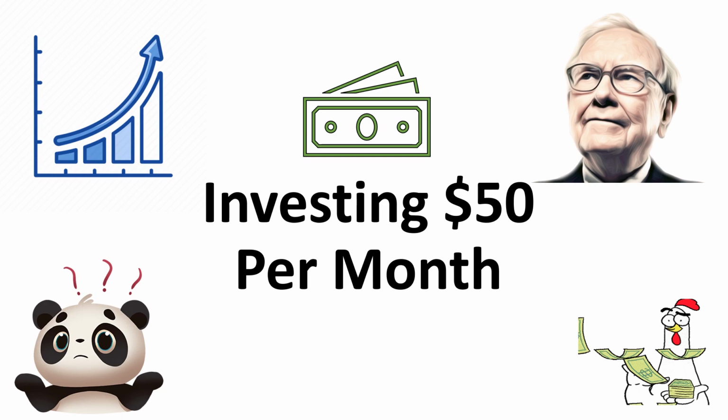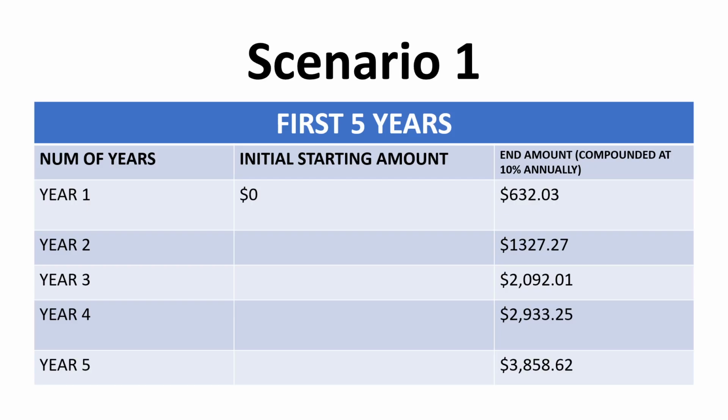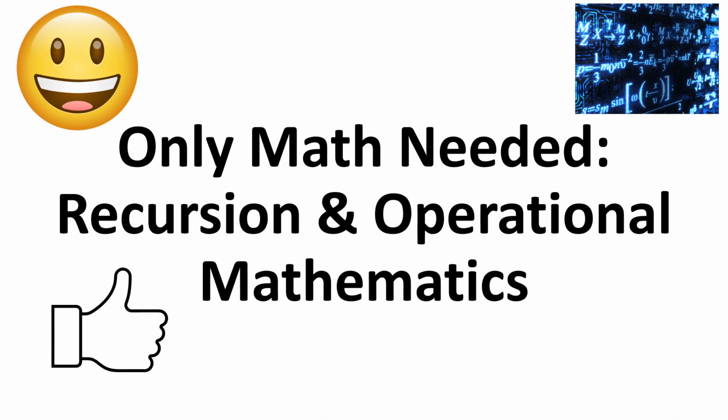In today's video, we will be going over the power of compound interest, or compound investing $50 per month into the S&P 500 index fund. Now, all that is needed to fully understand what's going on is recursion and operational mathematics. If you don't know recursion, don't worry. It is going to be a repetitive process, but mainly we're just going to be adding, subtracting, and not even that, just multiplying numbers together.